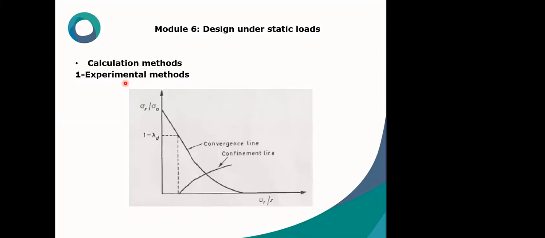The convergence and confinement method is a common method which simply considers soil structure interactions. Also, it can consider soil properties, lining stiffness, and delay in its construction. Of course, there are some techniques to overcome the simplifications which we use in this method, and they will be discussed later during the diploma.